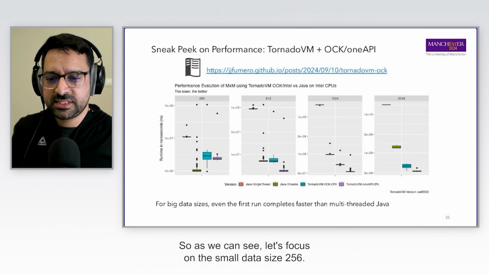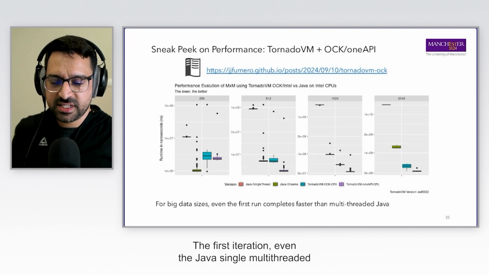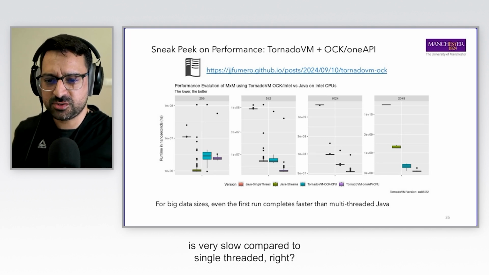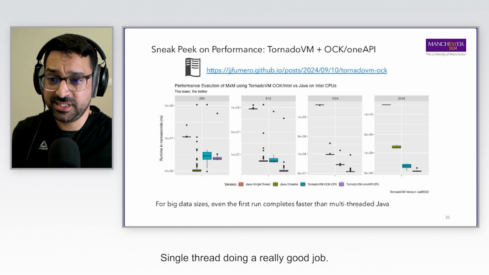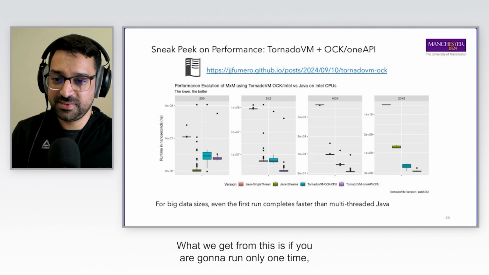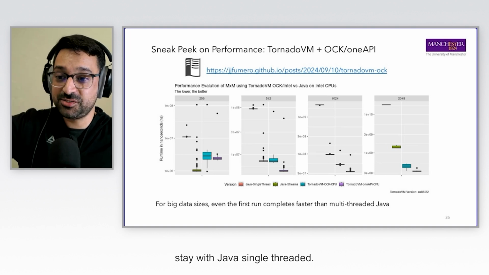So as we can see, let's focus on the small data size, 256. In the first iteration, even the Java multi-threaded is very slow compared to single-threaded, right? Single-threaded is doing a really good job. What we get from this is, if you're gonna run only one time, stay with Java single-threaded.